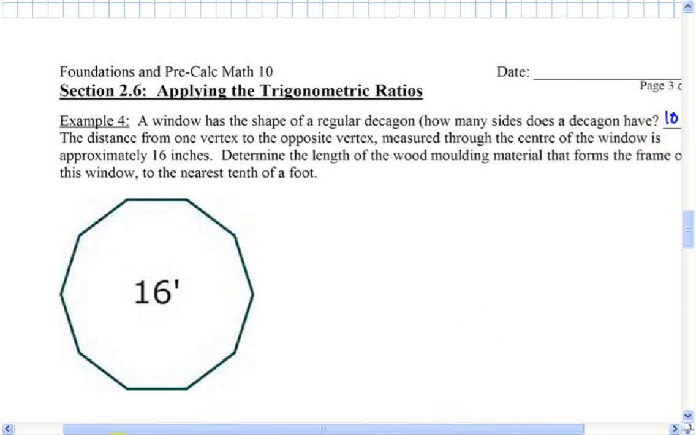Okay. Now, it says the distance from one vertex to the opposite vertex. This is what I mean. Here's one vertex, or one corner, and the opposite corner is probably this one down here. So I'm saying the distance from one vertex to the opposite, measured through the center, is 16 inches. The question here says determine the length of the wood molding material that forms the frame of this window. So bottom line, I want you to find this, plus this, plus this, plus this, plus this, plus this. Add them up.